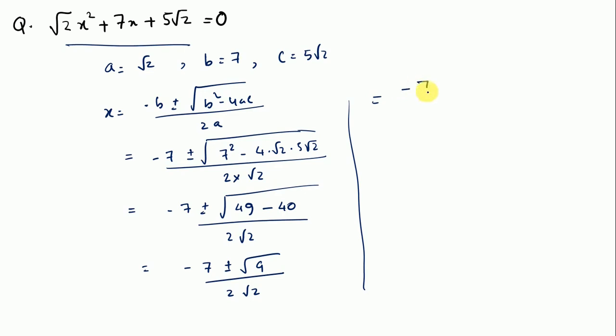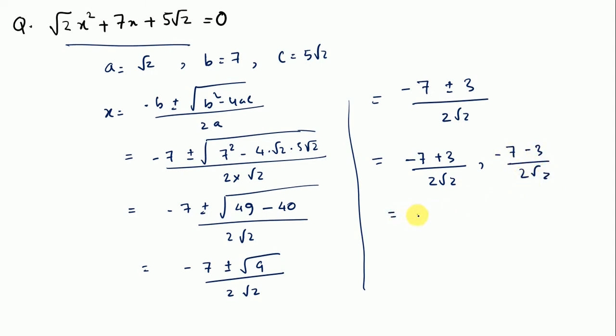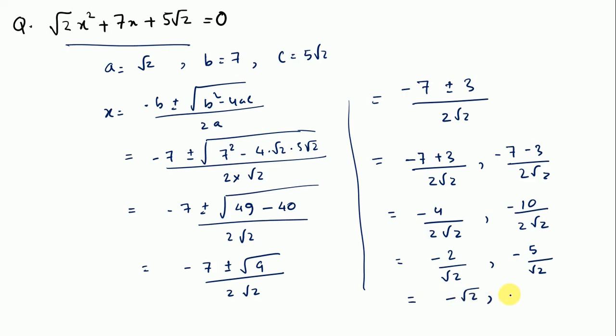This becomes (-7 ± 3)/(2√2). Now two conditions arise: (-7 + 3)/(2√2) and (-7 - 3)/(2√2), which will become -4/(2√2) and -10/(2√2). Okay, so this will be -2/√2 and -5/√2, which is ultimately -√2 and -5/√2.